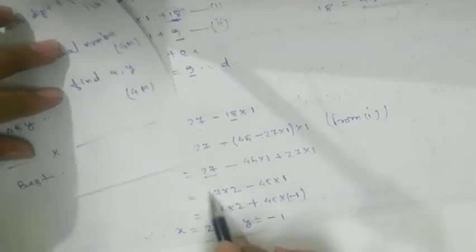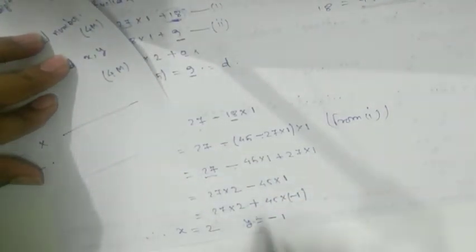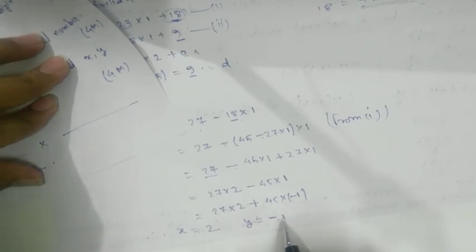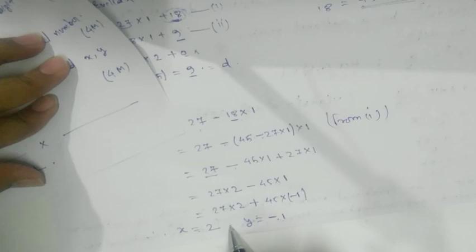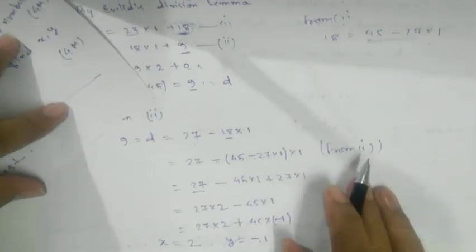Remember, in this type of problem we will always get numbers with opposite signs. One may be positive, another may be negative. Both can't be negative, both can't be positive. Okay, thank you.